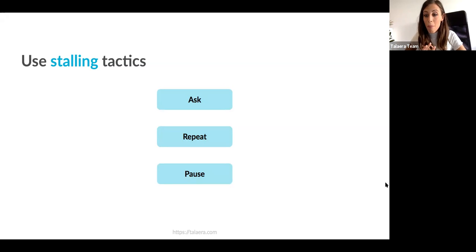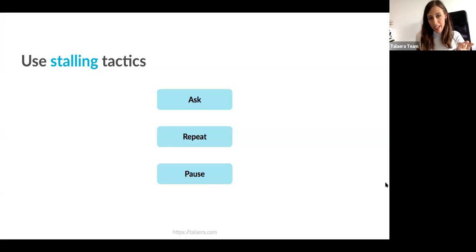And this one is gold. Pause. When we feel that we are not confident, we want to fill all the gaps by speaking. We are scared of silence, but it's actually very powerful. One, because it helps you think, and also because it helps the other person actually come back to you and pay attention, collect their thoughts, and understand better what you're saying. So ask questions, repeat your point, and use silence and making pauses.